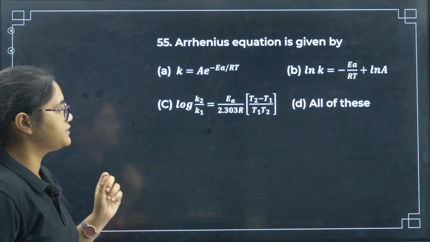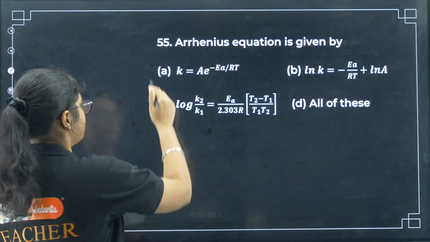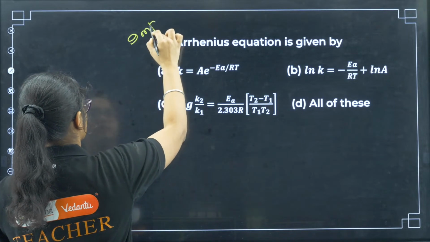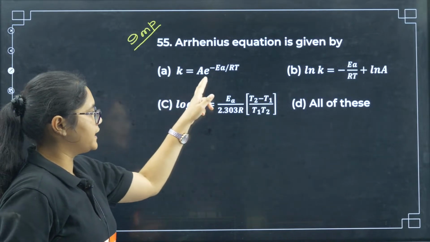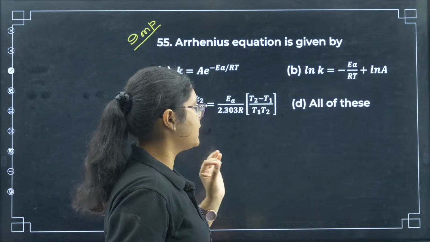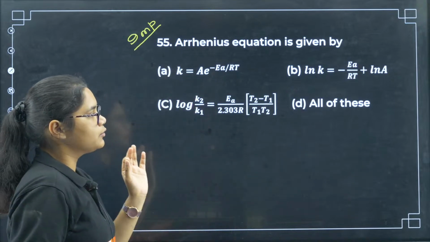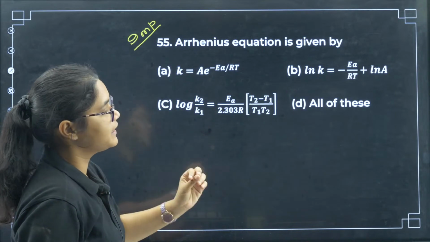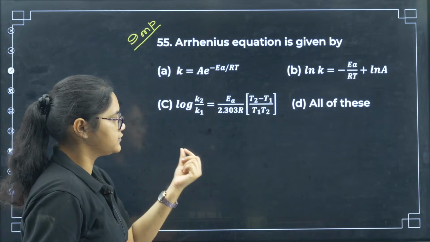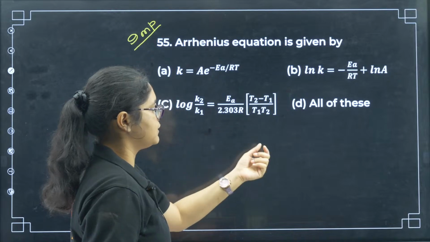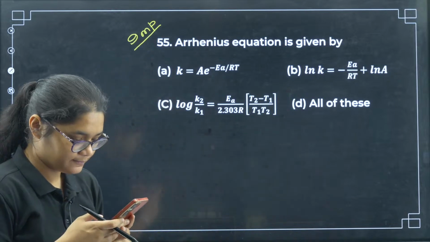Next, the Arrhenius equation is given by. This is also an important question, a little confusing and tricky. K is equal to A into e to the power of minus EA by RT. ln K is equal to minus EA by RT plus ln A. log K2 by K1 equal to EA by 2.303 R, T2 minus T1 by T1 into T2. All of these.